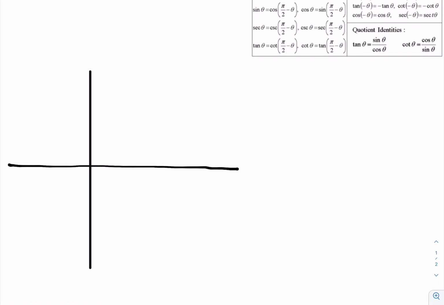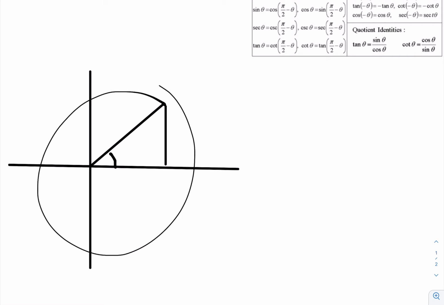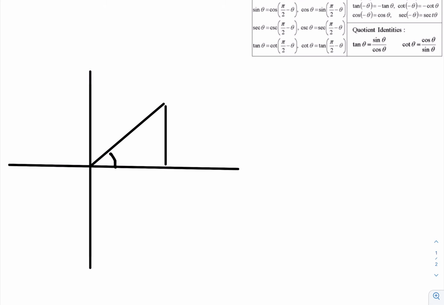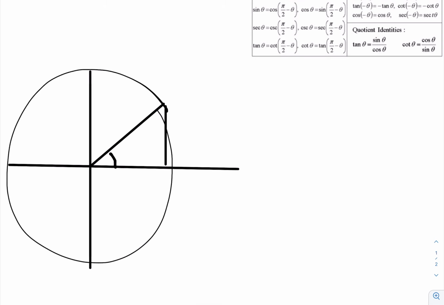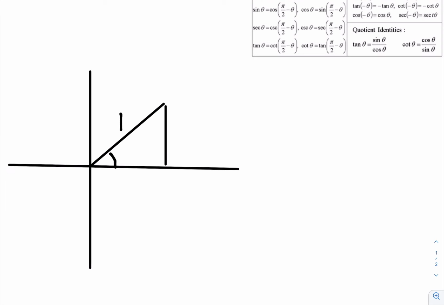Let's imagine we have a set of axes here. And let's say that we have some triangle. I'll draw the triangle right here with some angle, and it's on the unit circle. That just means that the radius of this circle is just 1. So everywhere you go out from the origin, when you hit the edge of the circle, that length is going to be 1. So that means the hypotenuse is just 1. Unit circle hypotenuse is always 1. Let's call this y and let's call this x.